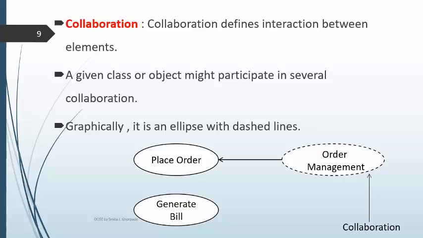One more example we can take here, like buyer and seller. There is a collaboration between a buyer and a seller. Buyer means who is going to purchase things, and seller means who is selling certain things. So there is a certain chain of responsibilities among the buyer and seller.